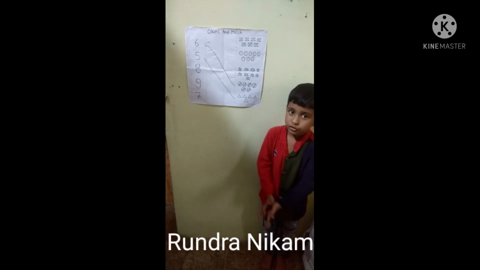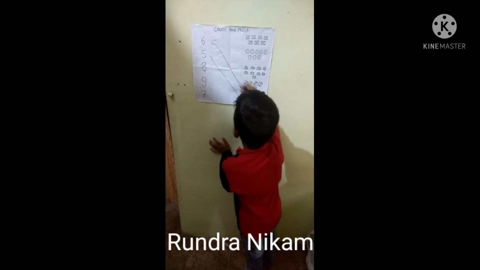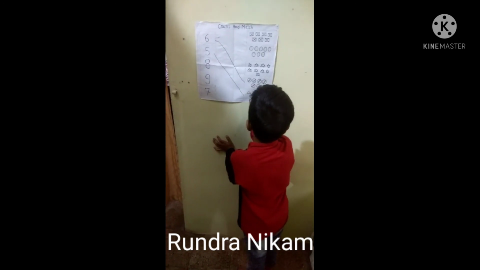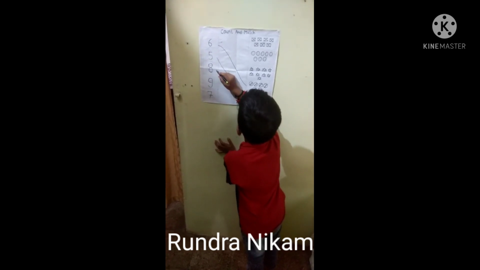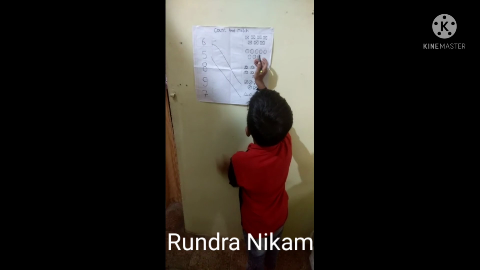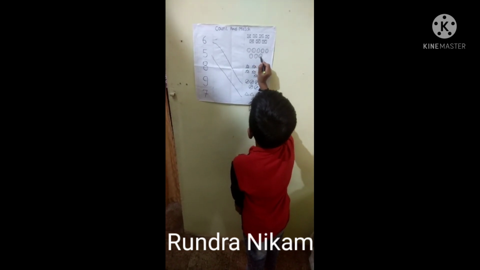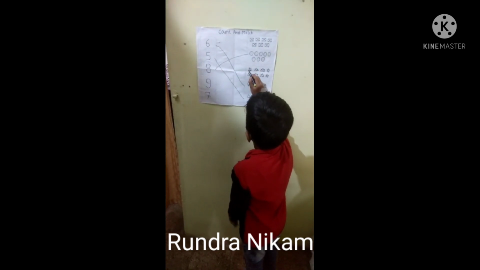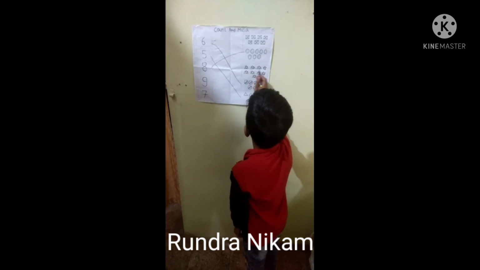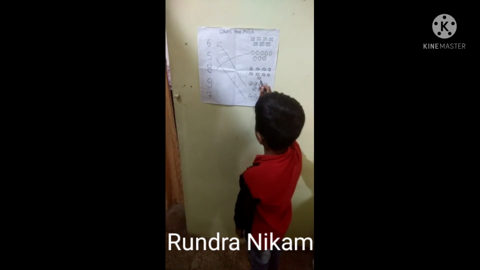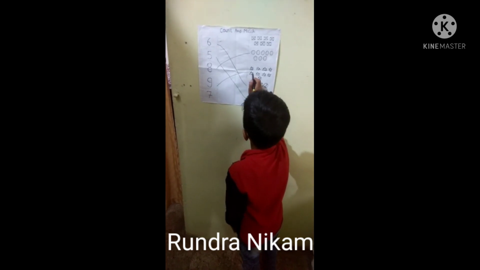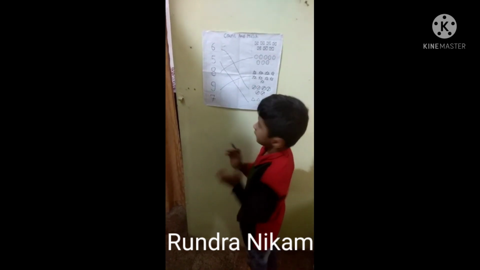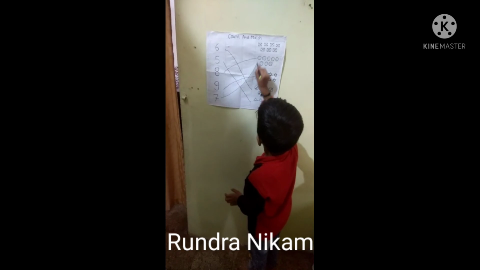Count and match. 6. 1, 2, 3, 4, 5, 6. 5. 1, 2, 3, 4, 5. 8. 1, 2, 3, 4, 5, 6, 7, 8. 9. 1, 2, 3, 4, 5, 6, 7, 8, 9. 7. 1, 2, 3, 4, 5, 6, 7.